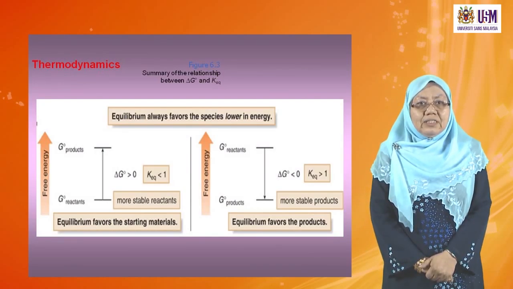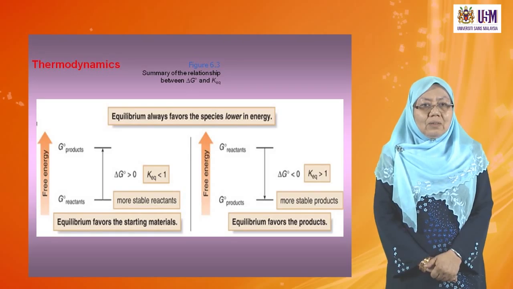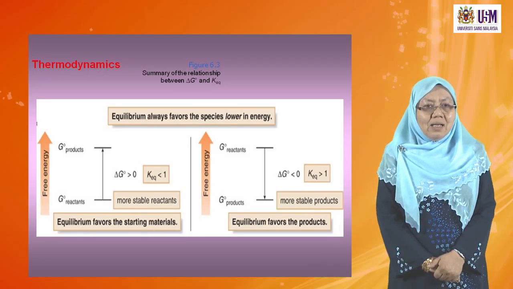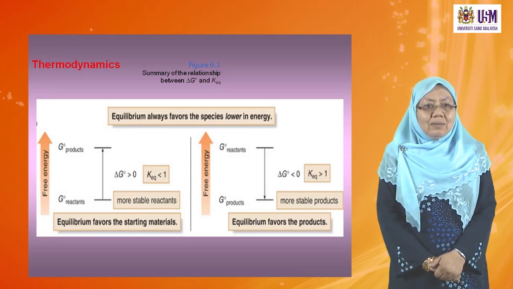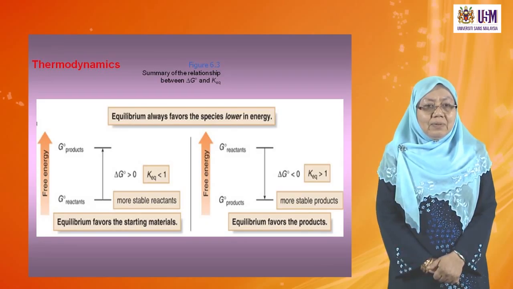Figure 6.3 shows the summary of the relationship between delta G naught and the equilibrium constant. We know that equilibrium will always favor the species lower in energy. So on the left, we see the reactants are lower in energy than the products. So delta G naught will be more than 0. The equilibrium constant now will be less than 1 because equilibrium favors the starting material.